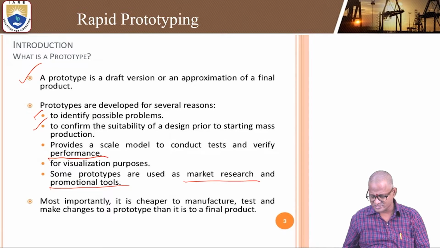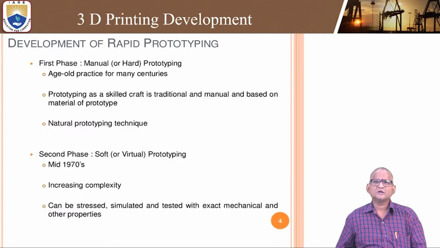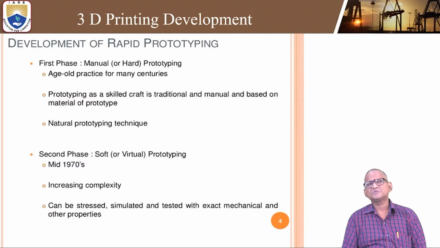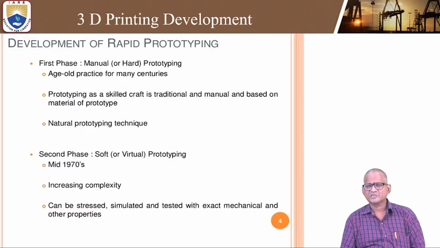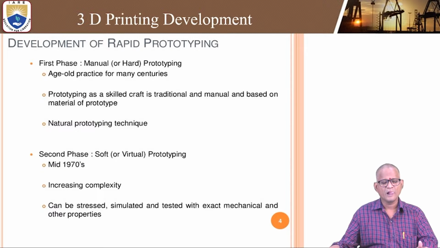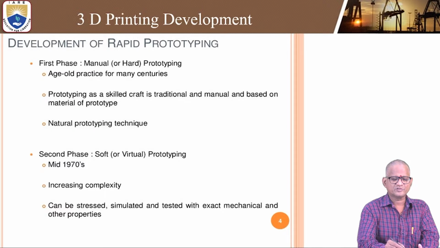Okay, so that is why this is called the prototype. Coming to 3D printing, the development of rapid prototyping: why has it been developed? Because a prototype means it is not a real one. For testing purposes, they will make some prototypes. There are different types of phases also. The first and foremost phase is manual or hand prototyping.